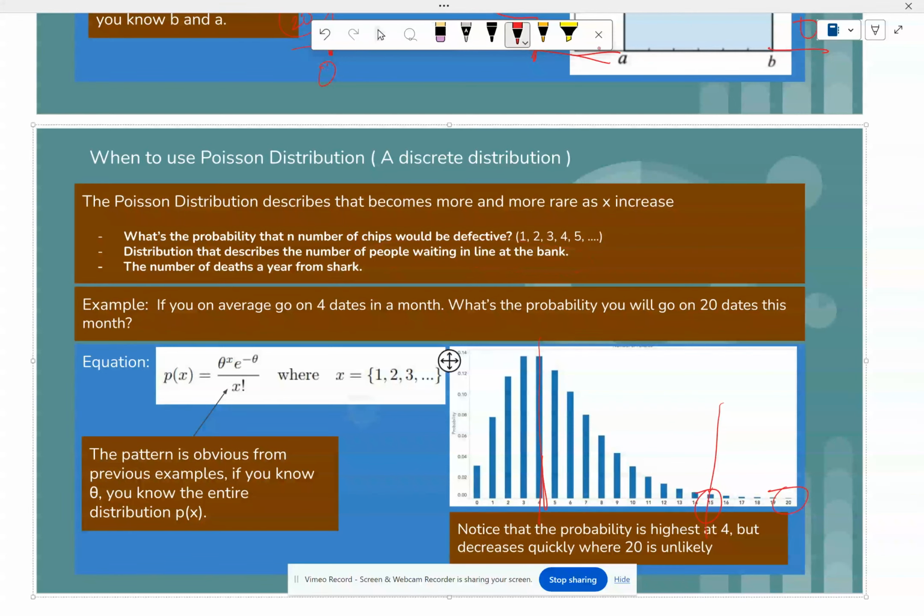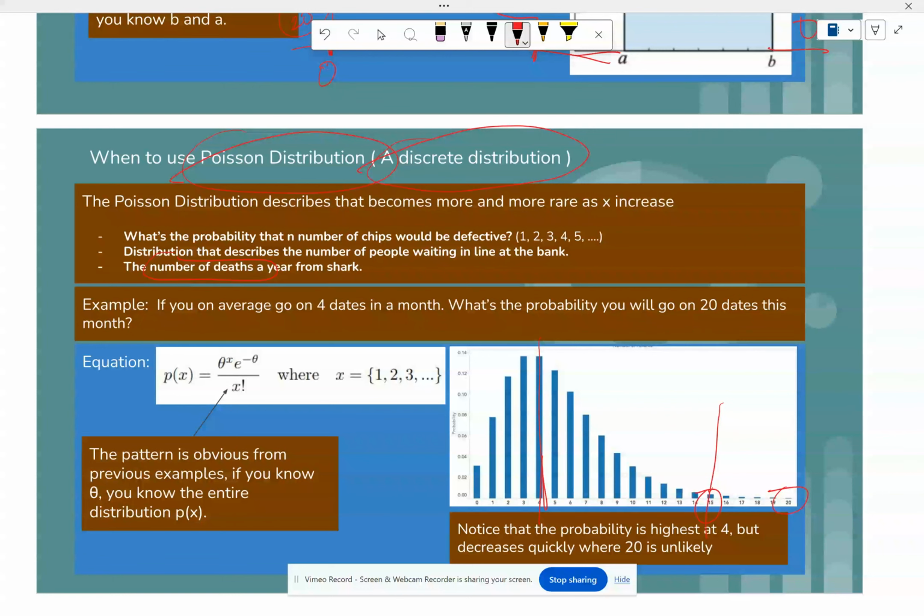Or the number of deaths from a shark. Notice all these are discrete, right? Number of people, number of deaths, number of chips. So Poisson is a discrete distribution, and you can get the sense that it's a Poisson distribution when the situation gets more and more rare as X increases. So you can say the number of deaths by shark is probably going to be one or two a year, but it's not going to be like 10. So it drops very quickly.